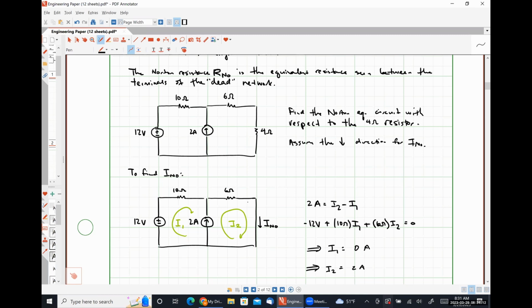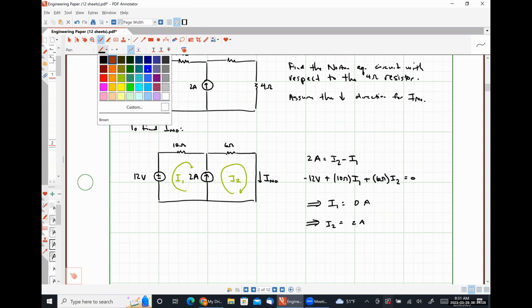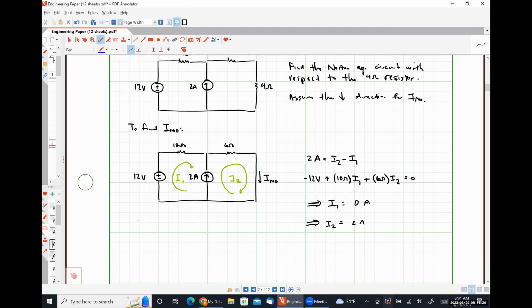I guess let me explain why I'm surprised about this, and maybe we'll take another stab at it. If we did superposition, so let me just write this down in blue here. So using superposition with the voltage source on and the current source off, I Norton prime would be 12 volts over 16 ohms, which is 0.75 amps.